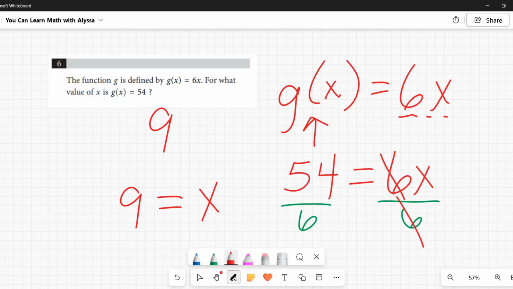And you can double check that by saying, okay, if g of x is 6x, if I plug 9 in, g of 9, then I put it everywhere here. 6 times 9, 54 is my output. Yep, that is correct. 9 is my answer.